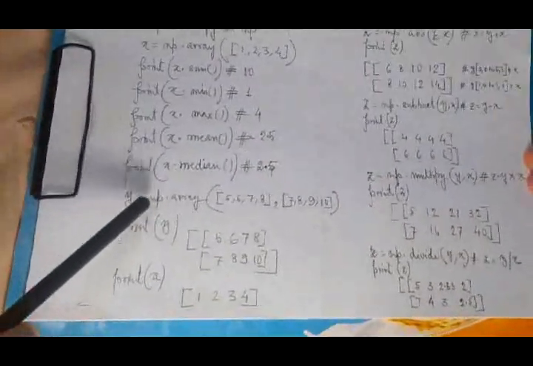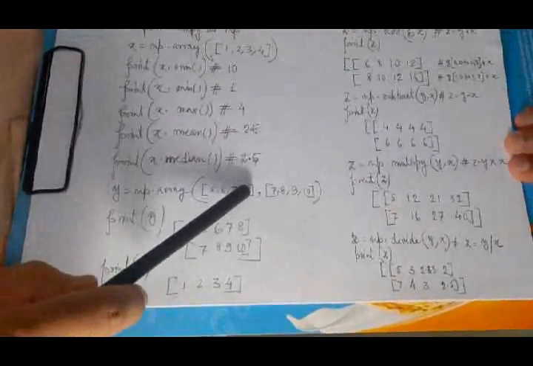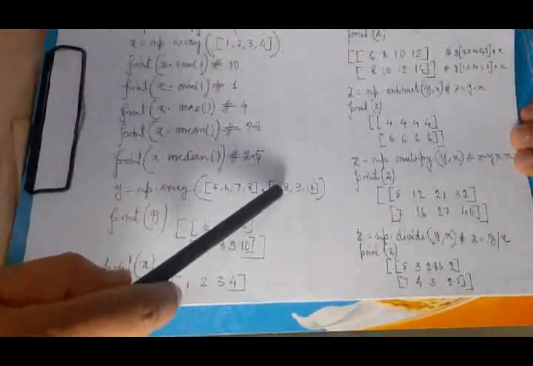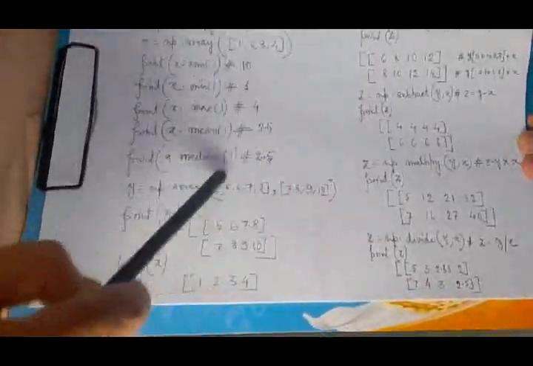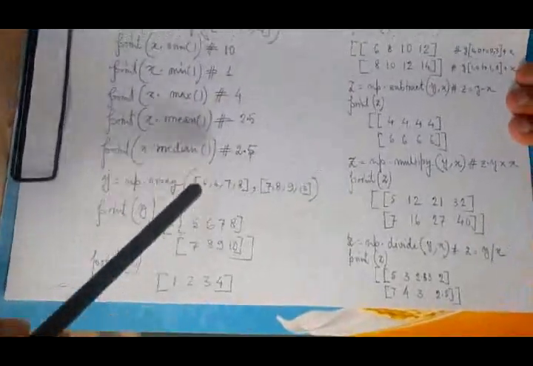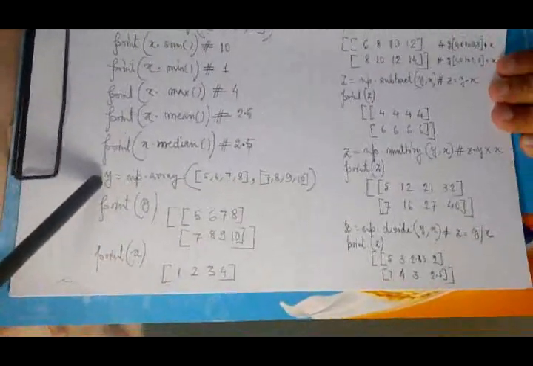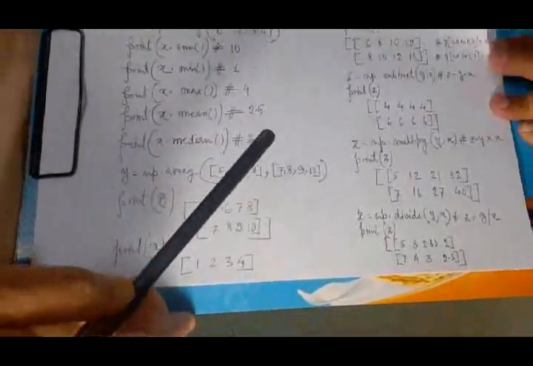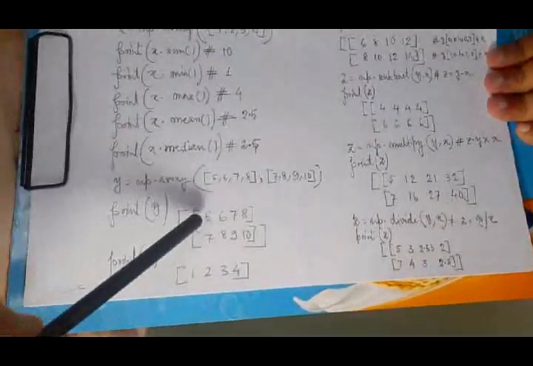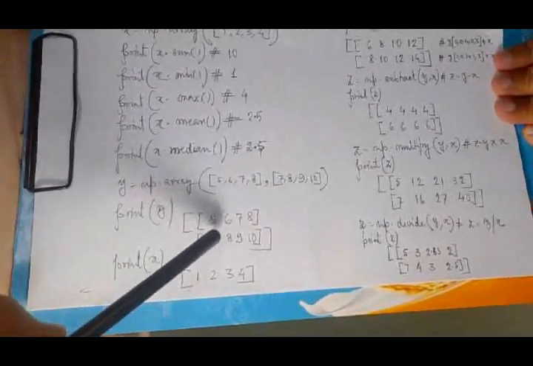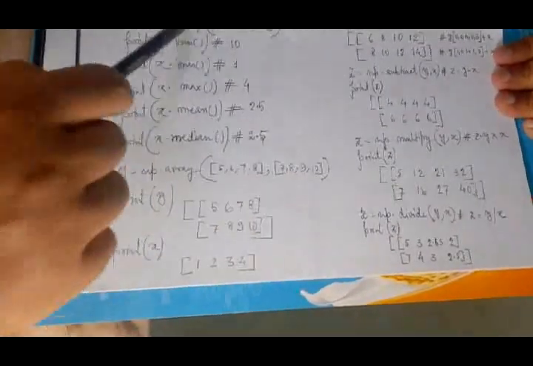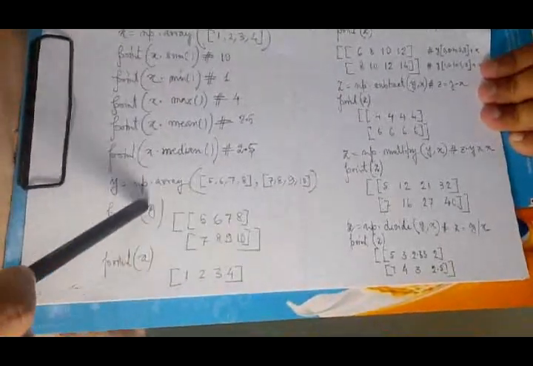Take one more array y, np.array([[5, 6, 7, 8], [7, 8, 9, 10]]). These are two nested lists. That becomes an array and goes to y. Print y. It prints 5, 6, 7, 8, 7, 8, 9, 10. And if you print x, 1, 2, 3, 4 will be printed. Now we have the values of x and y.